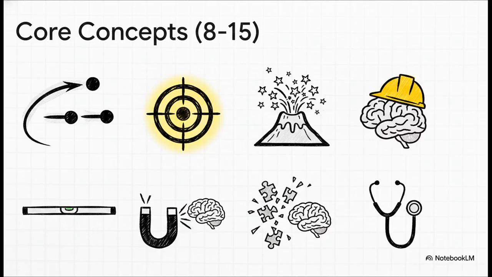12. Reliance on that new artificial baseline establishes dependence. 13. Withdrawal is the severe neurological crash when that baseline is removed. 14. This entire process transforms a voluntary choice into a compulsive biological need. And 15. Understanding this exact neurobiology is the essential link for proper clinical diagnosis and management.